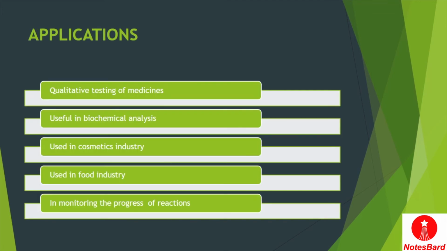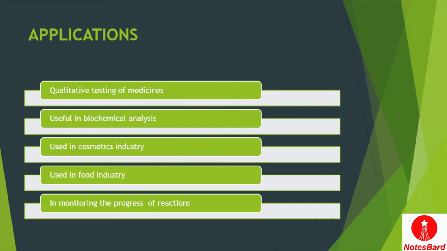So now let's discuss the applications of thin layer chromatography. Basically thin layer chromatography is very simple, and that's why it is widely used in industries as well as in different laboratories for qualitative analysis. It is used in the qualitative testing of different types of medicines like sedatives, antihistamines, steroids and many other medicines, which are tested for their qualitative analysis by the method of thin layer chromatography.